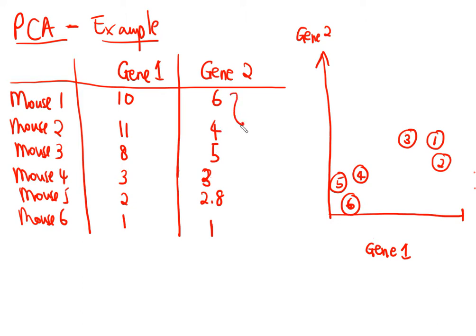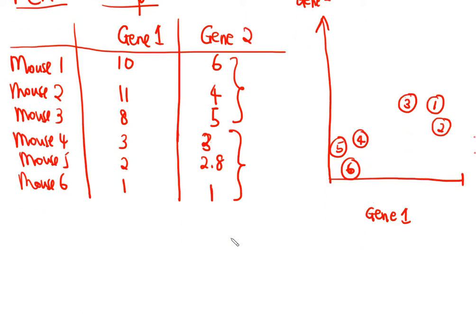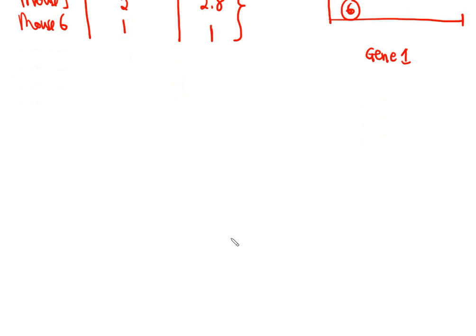The first 3 have high numbers for both gene expressions, and the last 3 have low numbers for both gene expressions. PCA can tell us which mice are similar, and also which variables are important when we do this clustering. It can tell us which mice are similar to each other, and which variables we used to determine that, which variables are important. So let's do an example using this for PCA.